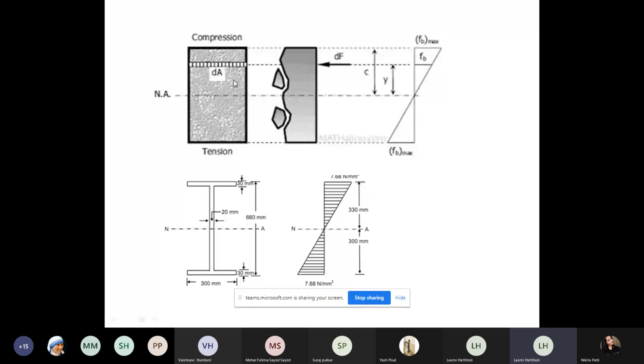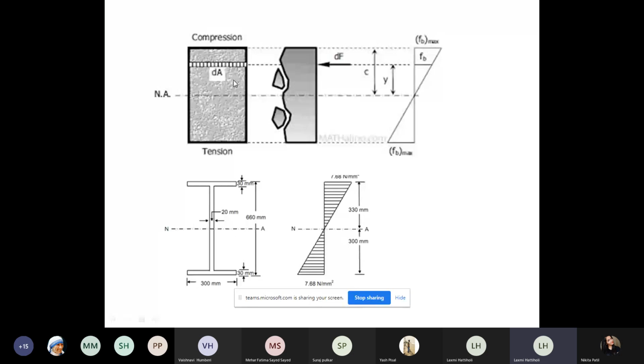For a rectangular section, I have shown you the bending stress variation. This is my bottom. I am showing you the I section, and here I am showing you the bending stress variation. Please observe the bending stress variation for both the I section as well as the rectangular section. Of course, there is not much difference in magnitude, and not much difference in the shape.